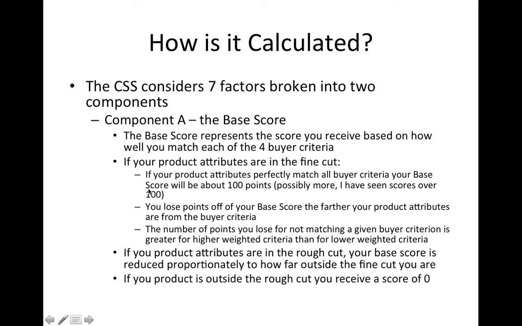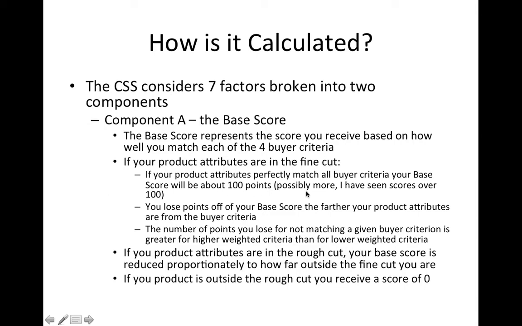And then there's a second component that we'll talk about in just a minute that is an adjustment to that base score. So in the base score, let's just say that if your product attributes were to perfectly match all the buyer criteria, so you had the perfect price, which would be the lowest price in the range, highest MTBF, your specs were right on the ideal spot, and you were at exactly the ideal age, then you would receive a base score of 100.